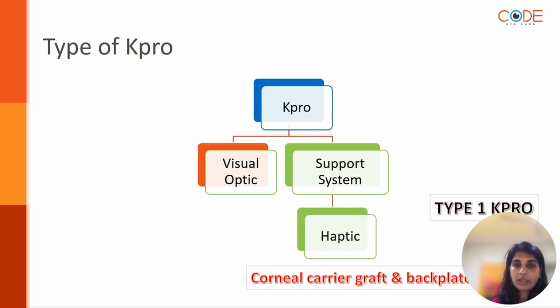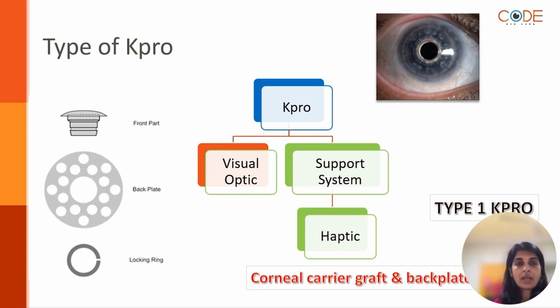So based on your support system and the visual optic, we have different types of keratoprosthesis. In the type 1 KPRO, the support system is formed only by the haptic, which is the corneal carrier graft and the backplate. So this is how a type 1 keratoprosthesis looks, the Boston keratoprosthesis, and it is basically made up of three parts, and this is the final appearance of the K-Pro in the eye.